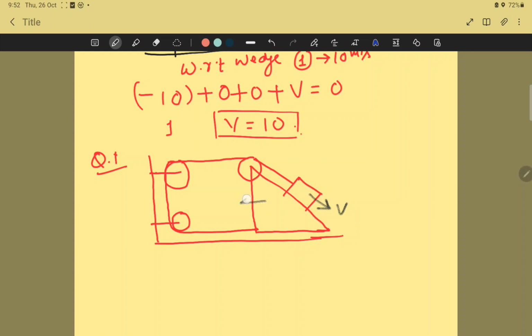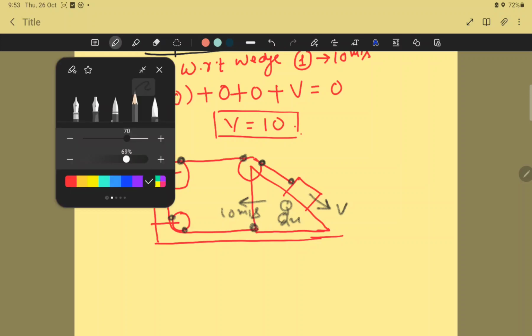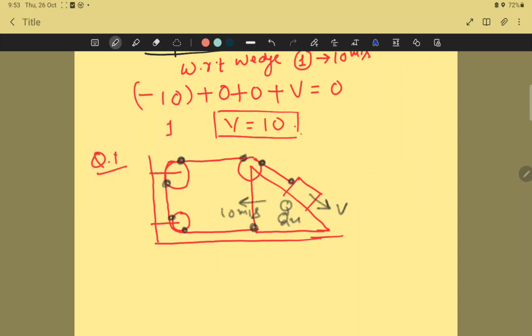So with respect to wedge, wedge is moving with 10 meter per second. So if we are discussing with respect to wedge frame, let's quickly mark the point first. 1, these are the point locations, correct? These are the point locations. So with respect to wedge, we can say the point is moving with velocity 10 meter per second.